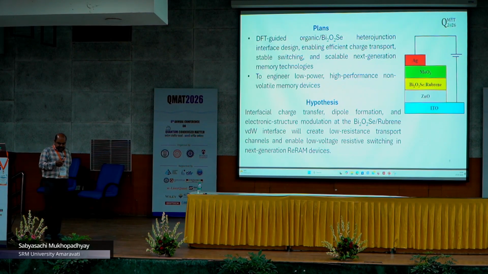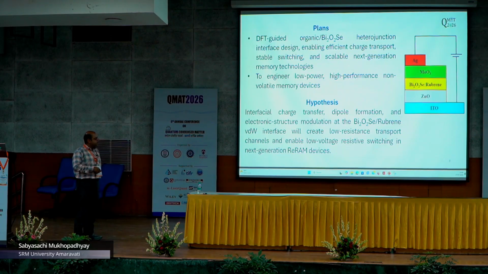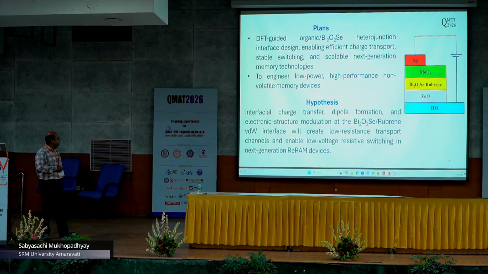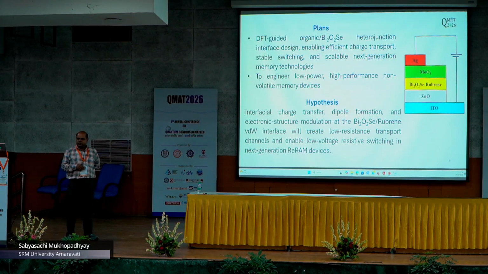So with this idea, we started with the motivation that we want to make a device out of it: an indium tin oxide, then a hole transporting material, then the heterostructure, then an electron transporting material, and then the final top electrode. The motivation is that we make these devices with heterojunction interface designs that enable efficient charge transport, photo-switchable and scalable next generation memory application. Along with the photon, we also want to use it for memory application. I will come to how we are going to use it for memory application, and engineering low power, high performance, non-volatile memory application. So what is the hypothesis we are taking here?